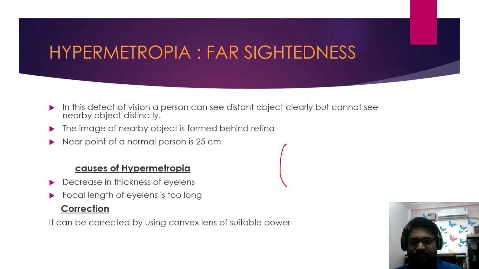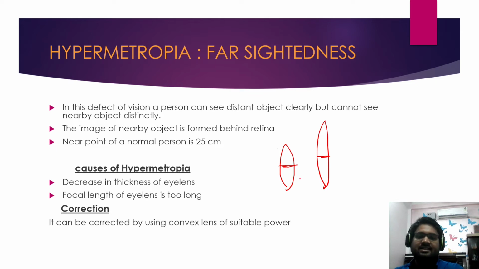For example, if a lens is like this in the case without hypermetropia, then the lens will appear like this in the case with hypermetropia. You can clearly see that the thickness has decreased. Because the thickness has decreased, the focal length will increase, due to which the image starts forming beyond the retina. It can be corrected by using a convex lens. Now we will discuss this by using a ray diagram.